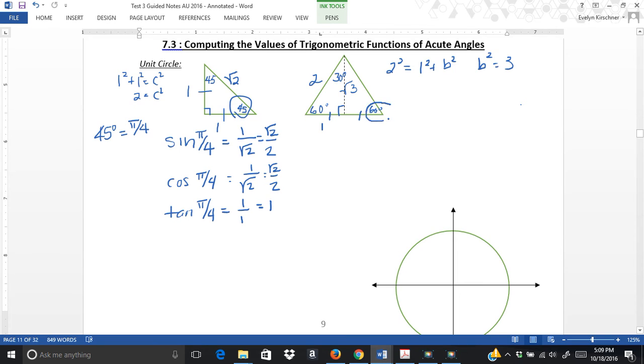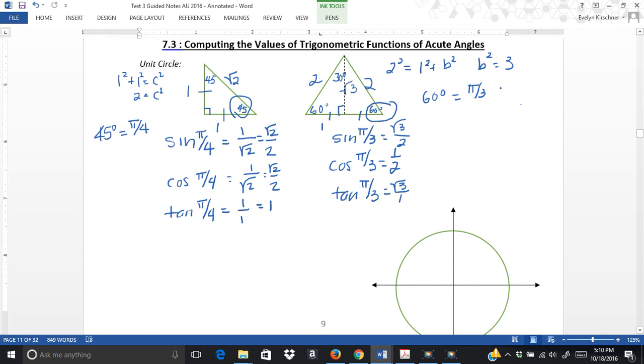Now if I use this angle, 60 degrees, that's the same as pi over 3. And then I know that sine of pi over 3 is opposite over hypotenuse. Cosine of pi over 3 is adjacent over hypotenuse, and tangent of pi over 3 is opposite over adjacent.